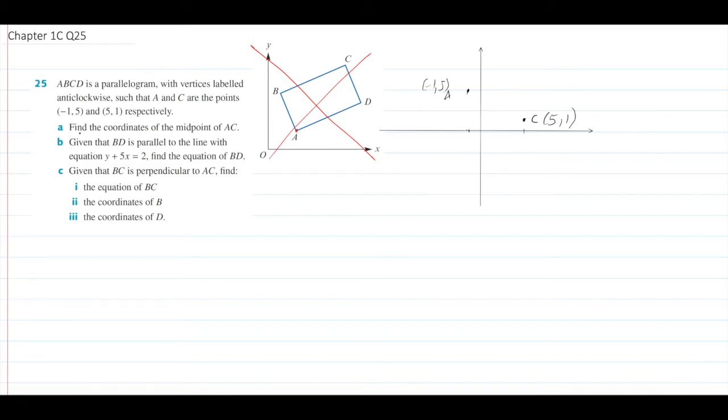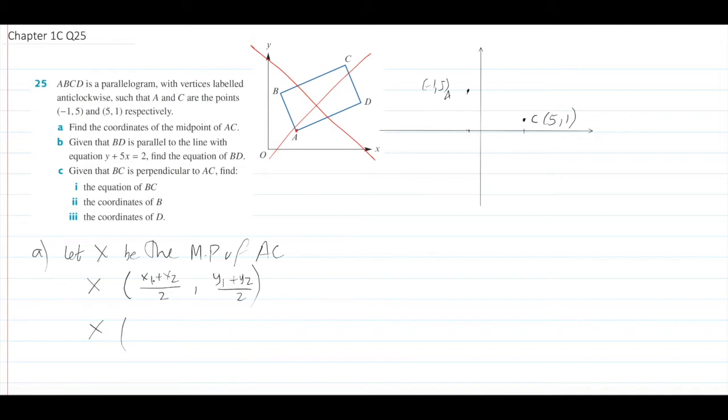So, question A. Find the coordinates of the midpoint of AC. Well, this is very simple if you've memorized your formulas. I'm going to answer the question down here. Let M, or you can put X, up to you, be the midpoint of AC. How do you find that? The formula is (x1 plus x2) divided by 2 for the x coordinate, and (y1 plus y2) divided by 2 for the y coordinate. Then all you need to do is plug in the numbers.